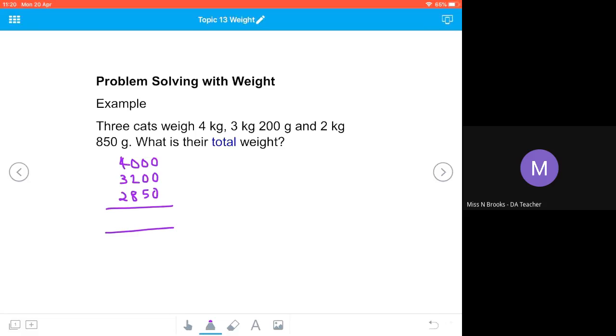And we're going to add them all together because the key word there was total, which means that we're going to add them together. So 0 plus 0 plus 0 gives us 0. 0 plus 0 plus 5 gives us 5. 8 plus 2 gives us 10, so we're going to carry that one. And 4 plus 3 is 7, plus 2 is 9, and we're going to add that carried one. So we've got 10,050 grams.